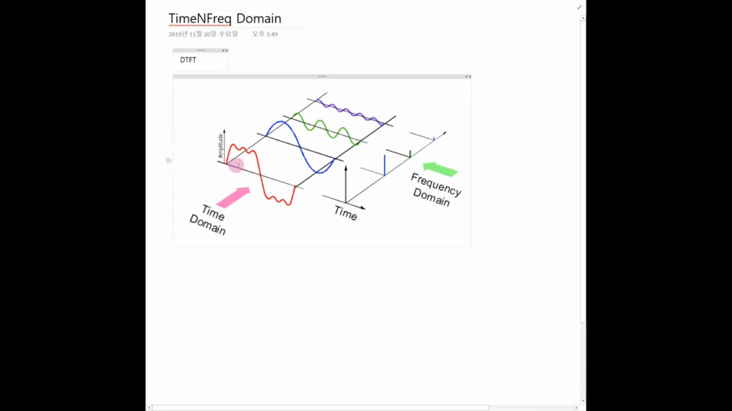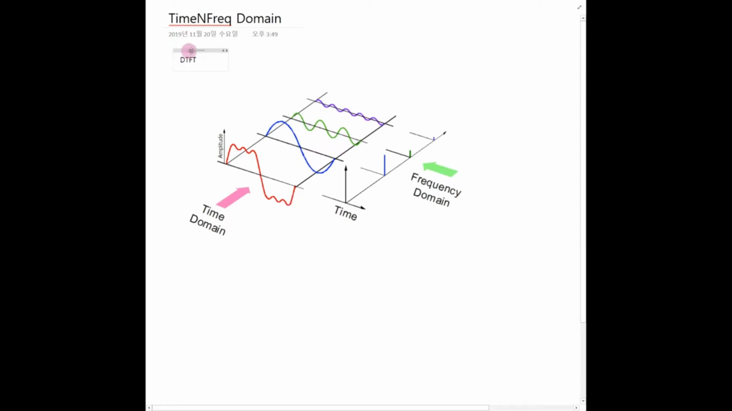This is the time axis. This LED waveform can be decomposed into several different spectral components. One is the blue one, that's the fundamental frequency. The green one is 3 times faster than the fundamental, and purple is 50 times. So this original waveform can be decomposed into 3 different spectral components.